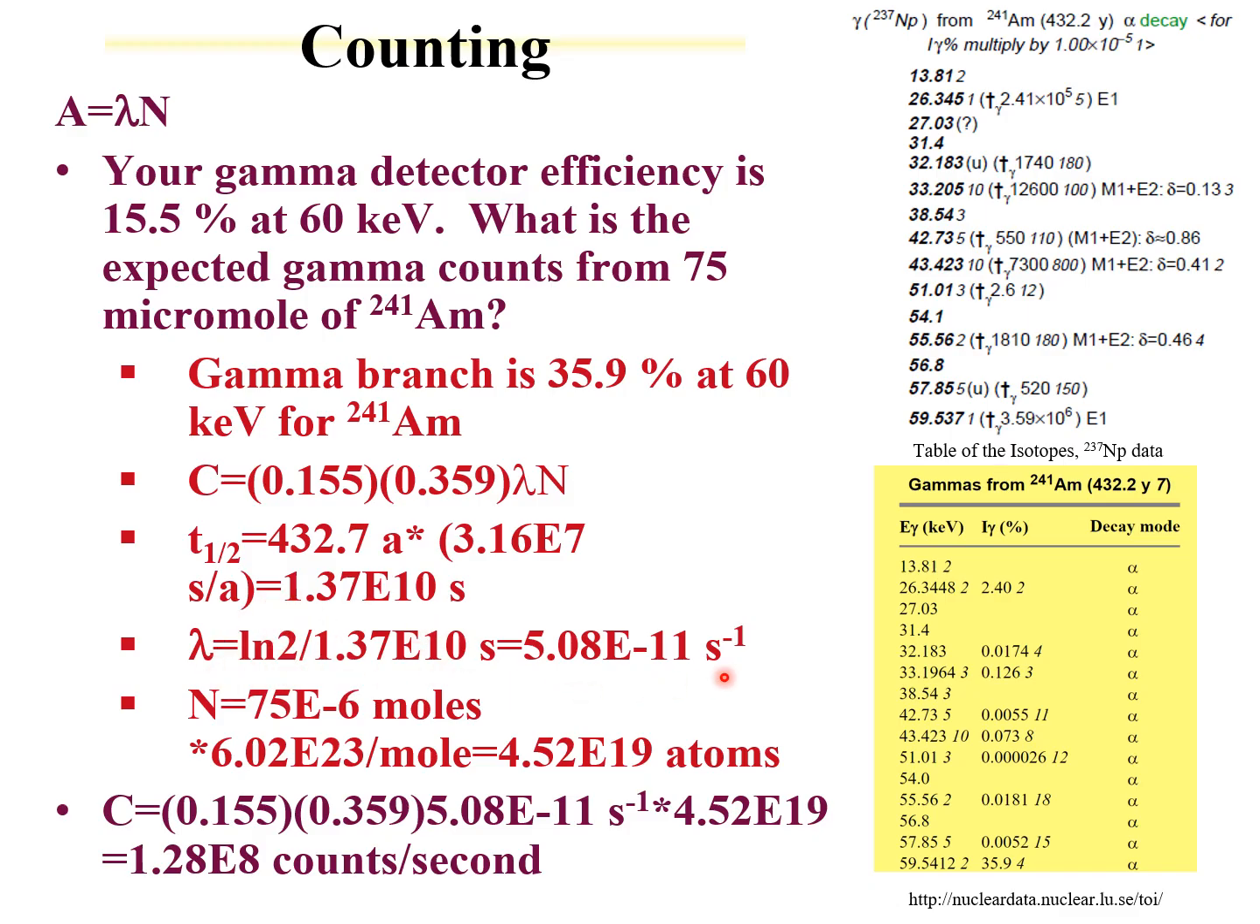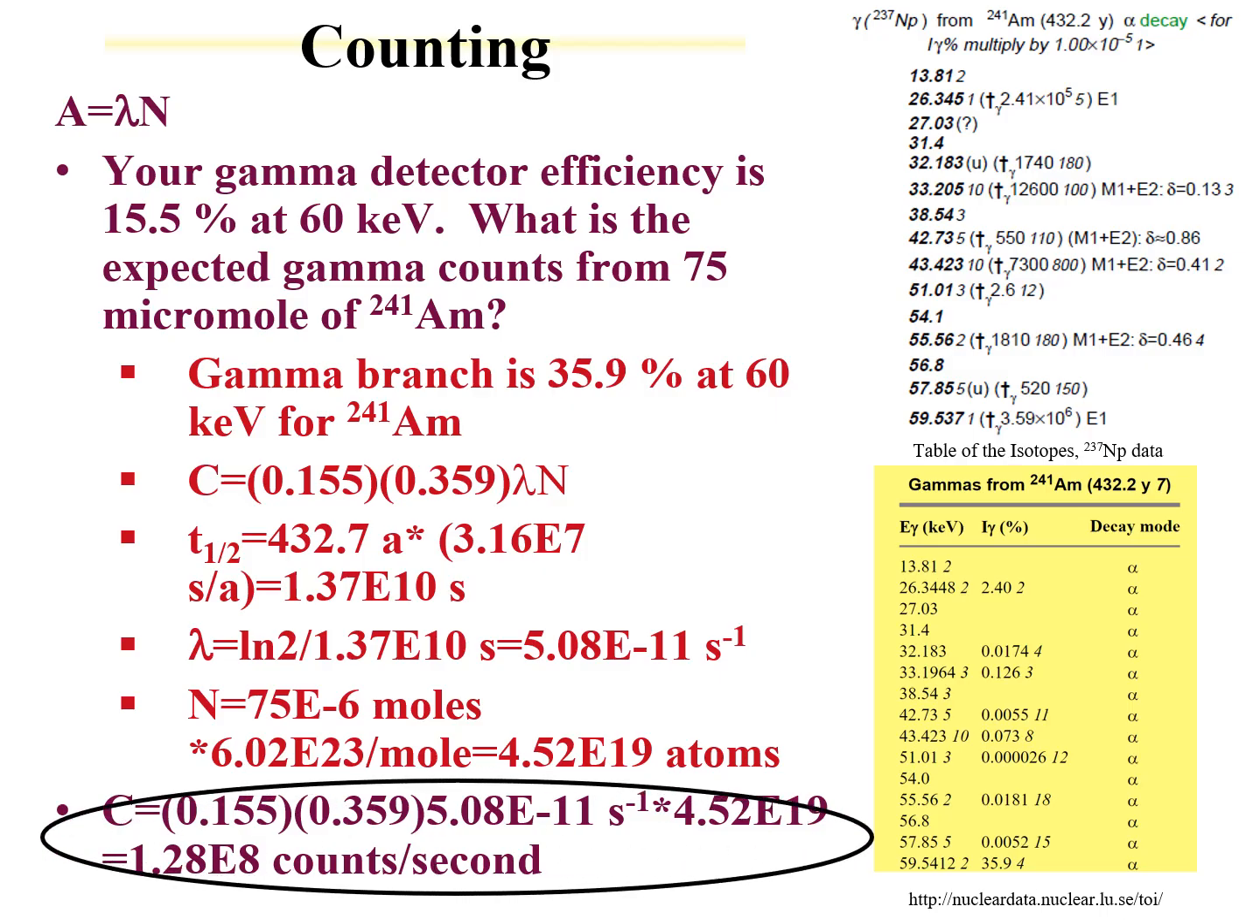So I want to find N. I tell you that there's 75 micromoles of the americium. It tells you how many atoms of americium are present. So activity equals lambda N, right, which is this term. Then I still need to multiply it by the gamma branching and then the detector efficiency. So activity equals lambda N times the gamma branching ratio times the detector efficiency.